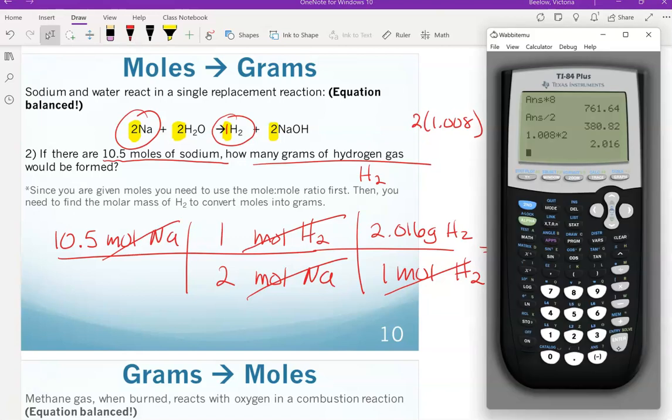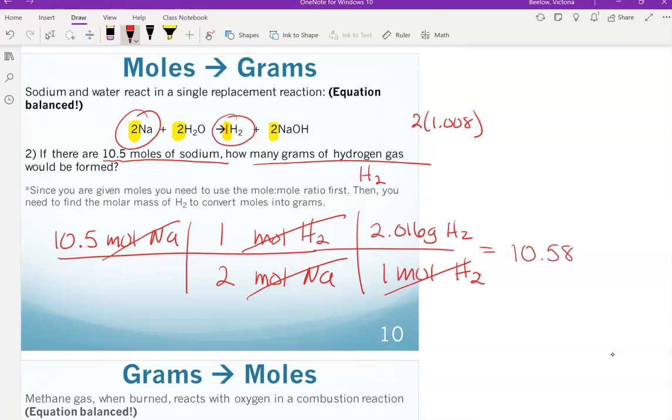Now I multiply everything in the top. So 2.016 times 1 times 10.5 divided by everything multiplied together in the bottom, which is just 2. So 10.584 grams of H2, which is hydrogen gas. Again, if you ever have moles, make sure that you use the balanced chemical equation to convert from moles of one substance into moles of a different substance.